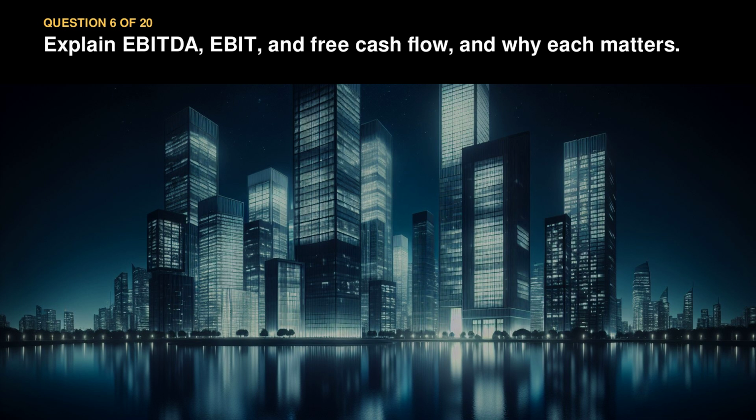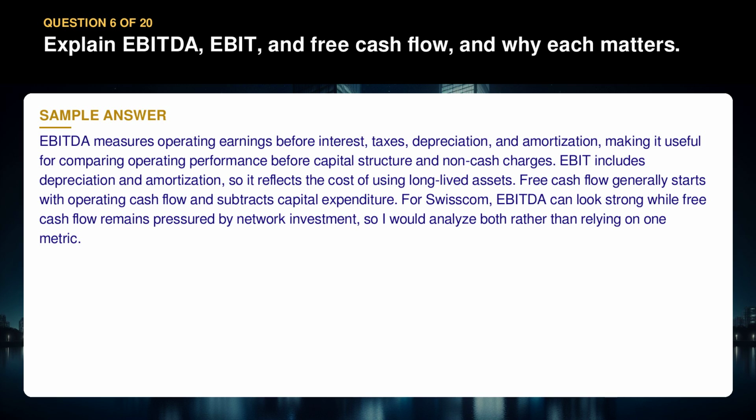Question 6. Explain EBITDA, EBIT, and free cash flow, and why each matters. EBITDA measures operating earnings before interest, taxes, depreciation, and amortization, making it useful for comparing operating performance before capital structure and non-cash charges. EBIT includes depreciation and amortization, so it reflects the cost of using long-lived assets. Free cash flow generally starts with operating cash flow and subtracts capital expenditure. For Swisscom, EBITDA can look strong while free cash flow remains pressured by network investment, so I would analyze both rather than relying on one metric.